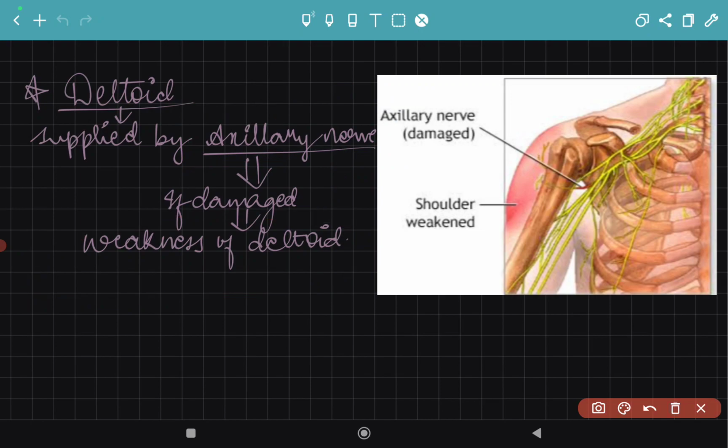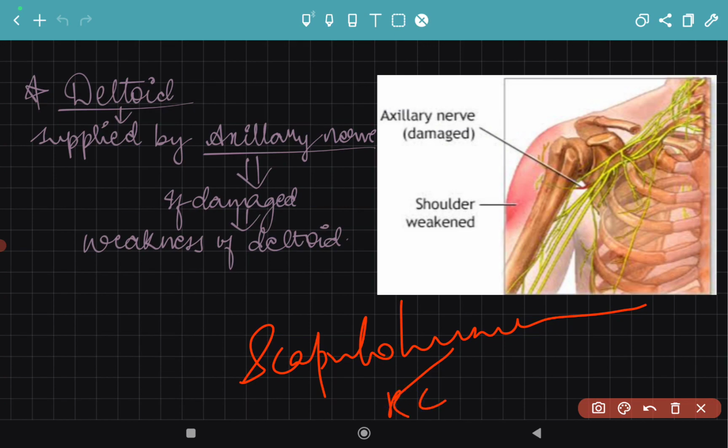So here we end with scapulohumeral muscles, which consists of rotator cuff, teres major, coracobrachialis and deltoid muscle, which we studied in this series 6.